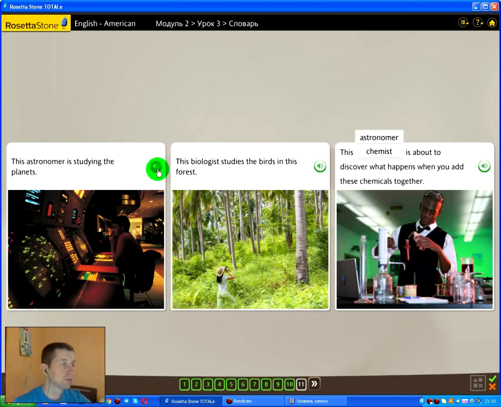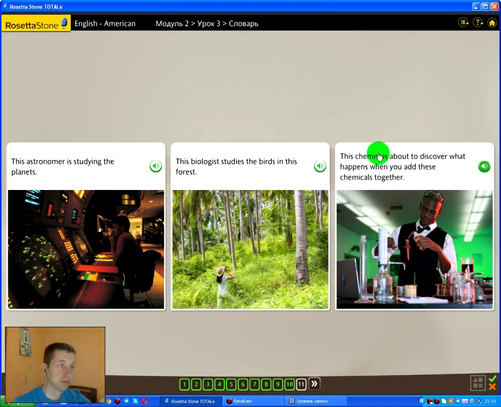This astronomer is studying the planets. Этот астроном изучает планеты. This biologist studies the birds in this forest. Этот биолог изучает птиц в этом лесу.